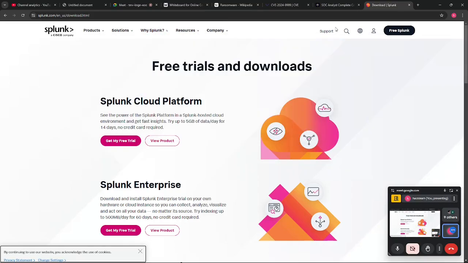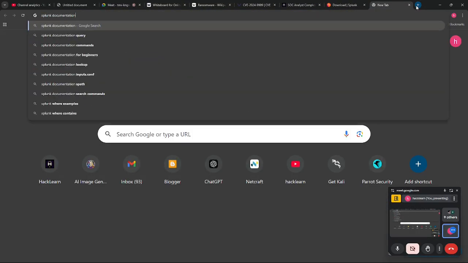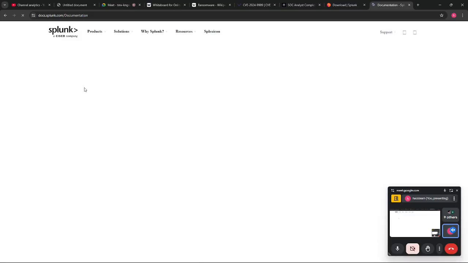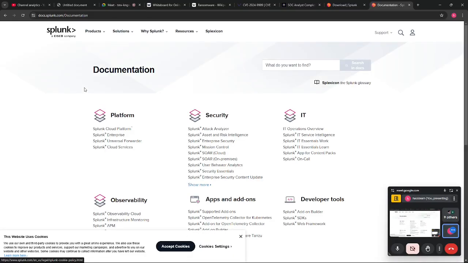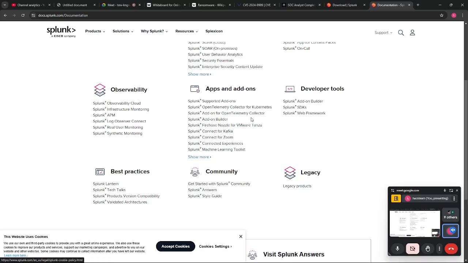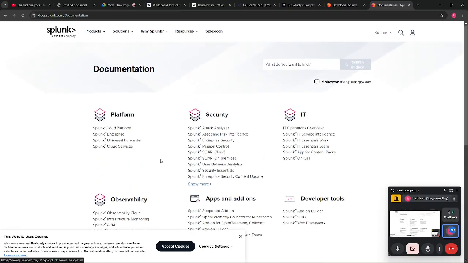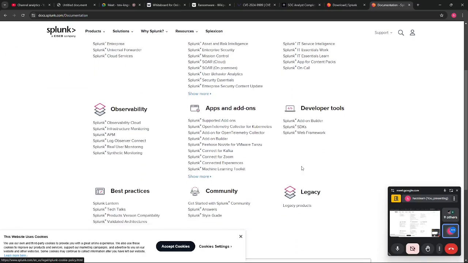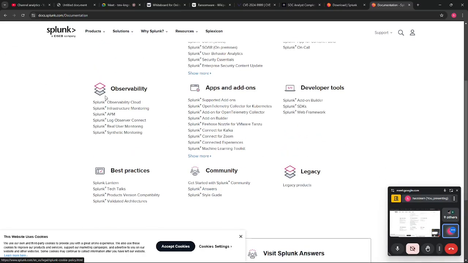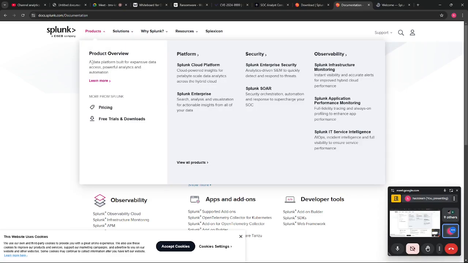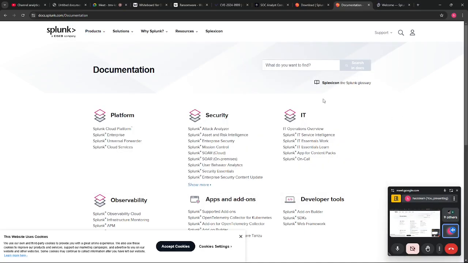You can also go to the Splunk documentation to read more about this tool. This is a documentation page of Splunk. You can come here and learn some basic stuff regarding Splunk. You can go to Splunk Observability Cloud, and whatever detail you want to learn, you can come here. You can check pricing and all these details from here.